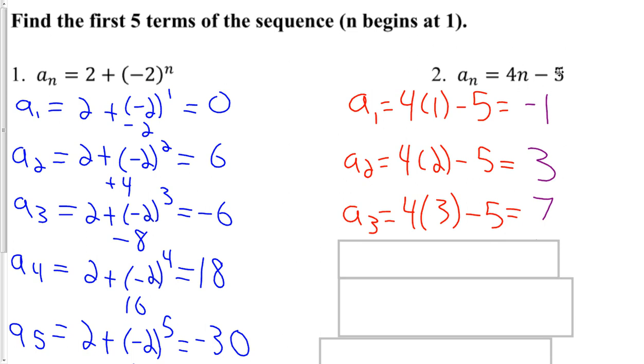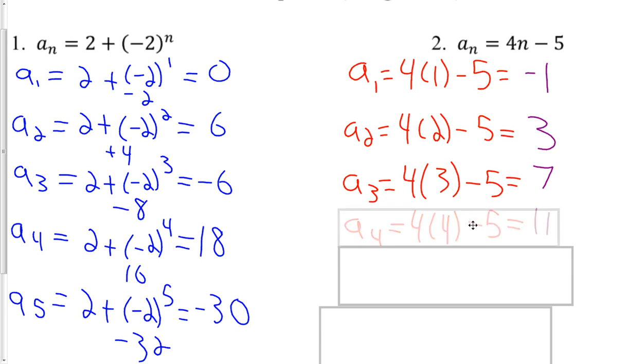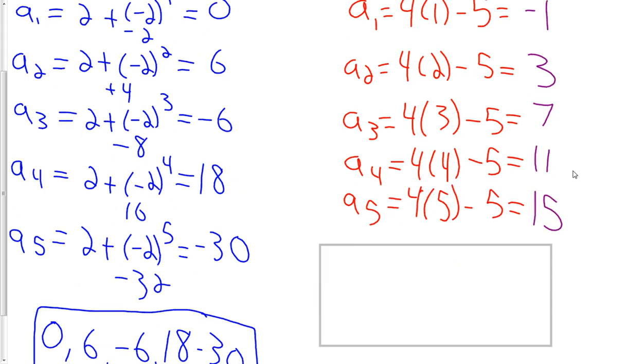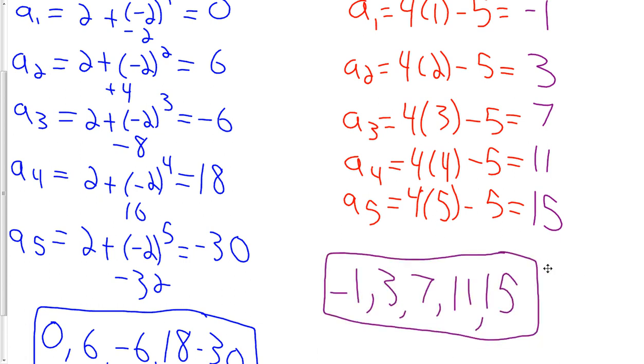It kind of looks like mx plus b, like y. In this case, the sequence equals 4 times the number minus 5. And that way we just keep jumping up by 4s. So 4 times 4 minus 5 is 11. 4 times 5 minus 5 is 15. And that pattern continued. So we got negative 1, 3, 7, 11, and 15.